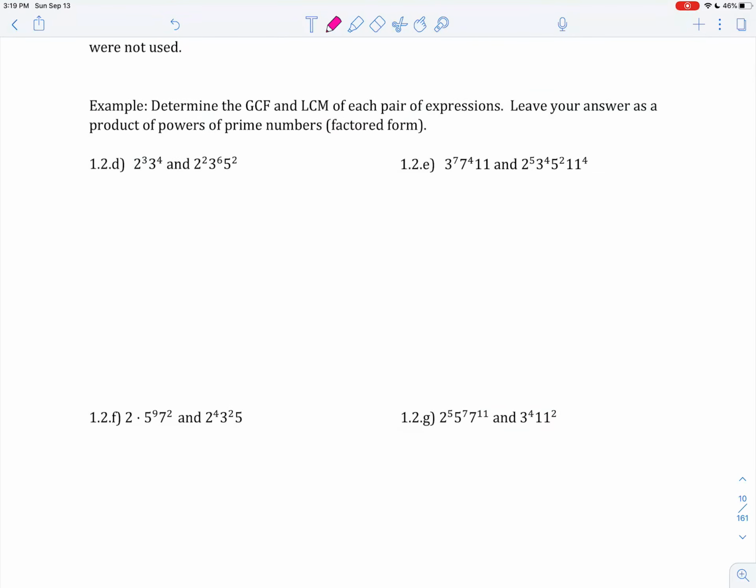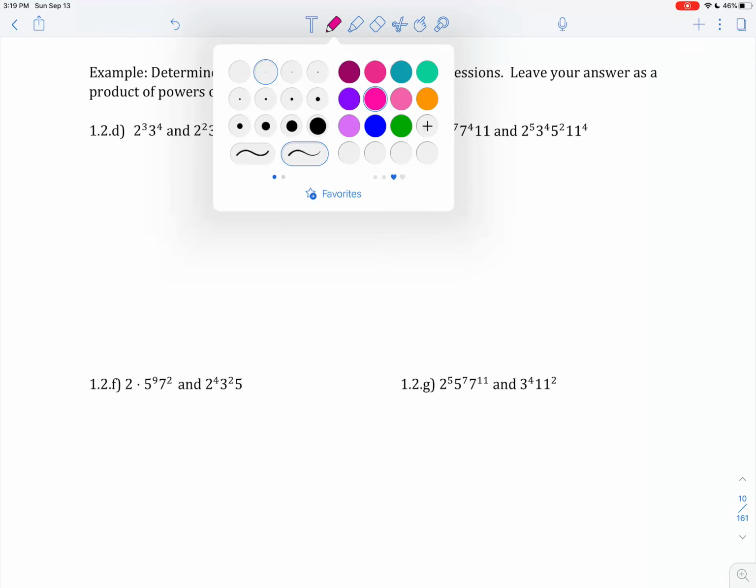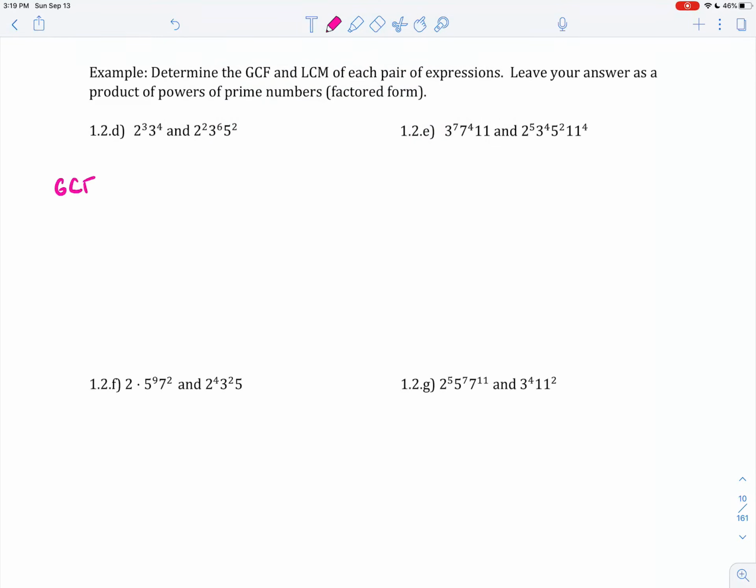So if we're looking at the GCF of these two values here, I'll keep pink, GCF. I'm looking at my 2's first. I'm looking for the lowest exponent to see what they both share in common. And what they both share in common is 2 squared. They both have at least 2 2's. Next, I'm looking at the 3's, and the lowest exponent is 3 to the power 4. Both values have at least 4 3's.